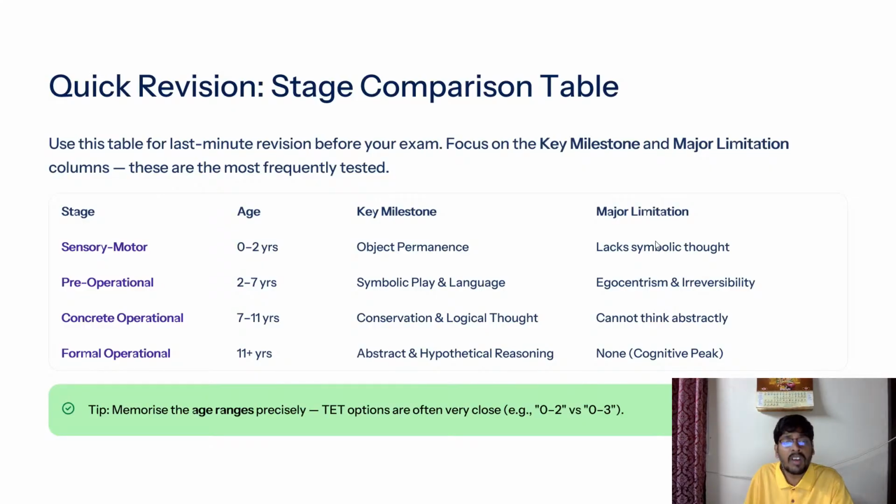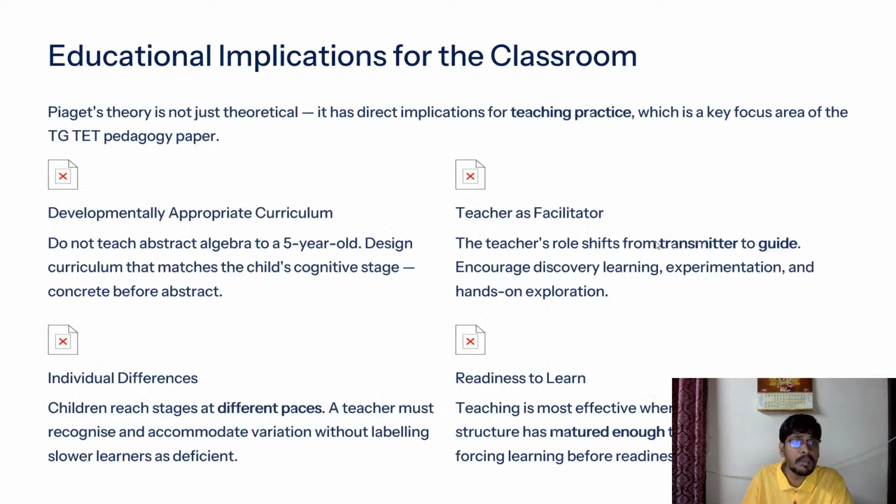And concrete operational is between 7 to 11 years, where conservation and logical thought process develop in the children, but they cannot think too abstractly. But formal operational is where they can do more abstract and hypothetical reasoning. This is also called the cognitive peak. The formal operational stage is also called the cognitive peak. So you need to understand the age range, because one MCQ often appears in the TET exams on these stages, the age and the stages. So this is very important.